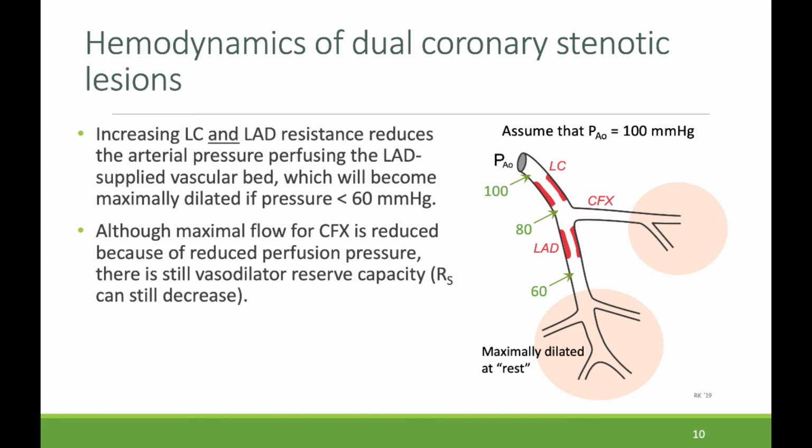On the other hand, the circumflex, which is being perfused at a pressure of 80 millimeters of mercury, is not maximally dilated. It may be partially dilated by autoregulation, but it still has some vasodilator reserve capacity. So autoregulation decreased the resistance, but not causing maximal dilation as occurred here, and therefore it still has the ability to dilate if needed. It's just that the reserve capacity to dilate has been reduced.